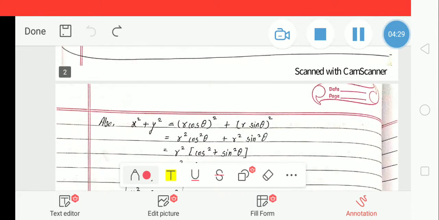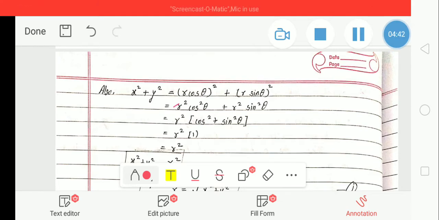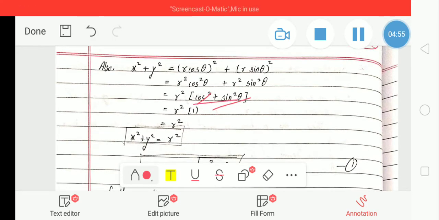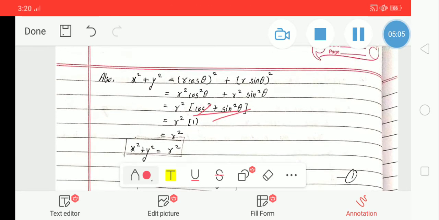Now to solve, x square plus y square is equal to r cos theta whole square plus r sin theta whole square. Squaring both sides, r square cos square theta plus r square sin square theta. Now take r square common outside: r square times cos square theta plus sin square theta. We know that cos square theta plus sin square theta is equal to 1, so r square times 1. So x square plus y square is equal to r square.